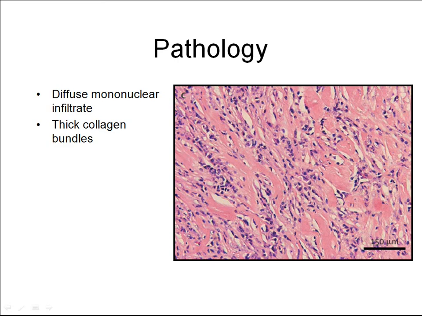This is another pathology slide showing a diffuse monocytic infiltrate amongst thick collagen bundles, which is more typical of the chronic phase of the disease.